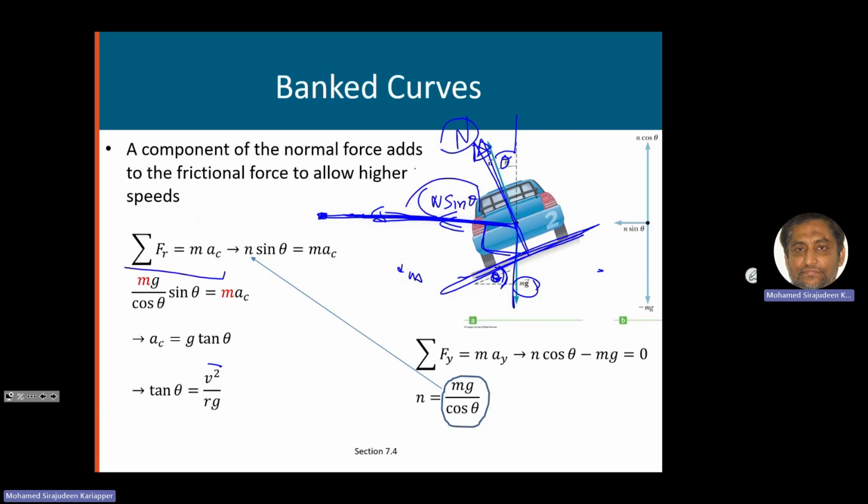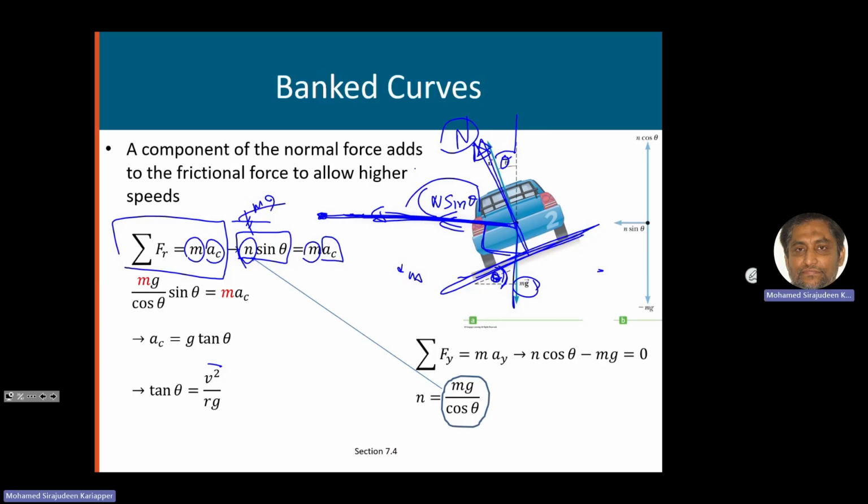Now I can again apply our Newton's second law. The net force in the radial direction toward the center of the circle is equal to mass multiplied by centripetal acceleration. So the only force, because we are ignoring the friction now, that can give the support is the normal force. Its component N sine theta is equal to mass multiplied by centripetal acceleration, right? Now, what about N here? Can I say N is equal to mg now? No, that is wrong.